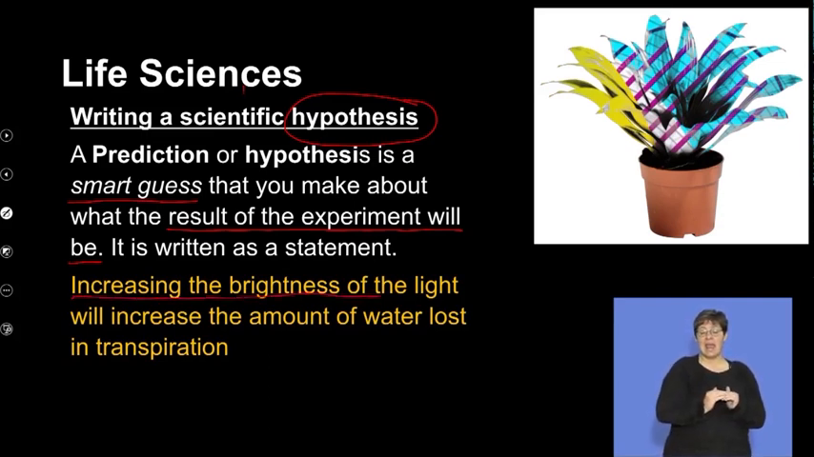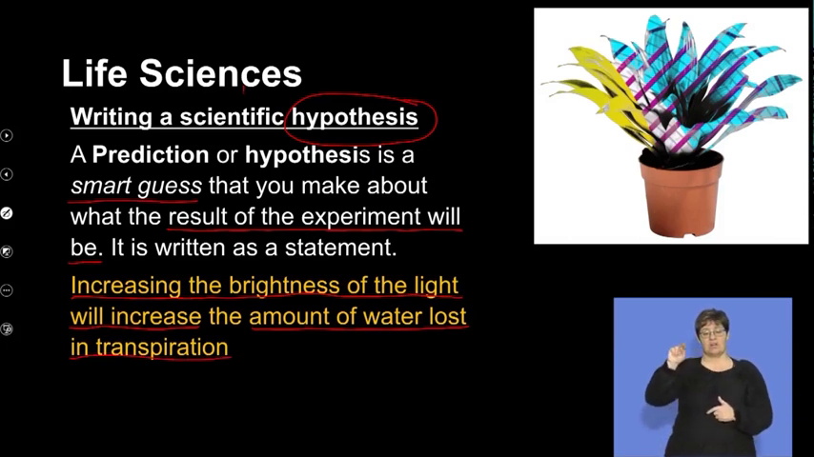increasing the brightness of the light. That is your independent variable. Will increase. That's your relationship word. And what are you going to measure? The amount of water lost in transpiration. So if you look at this, it's actually very similar to the aim. It's just expressed slightly differently.